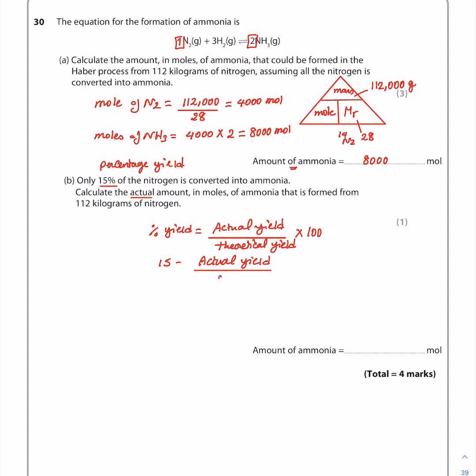Theoretical yield اللي احنا مطلعينه من step A اللي هي 8,000. يبقى دلوقتي نقدر نقول إن actual yield of ammonia is equal to 15 by 8,000 over 100. 15 by 8,000 over 100 يبقى يطلع 1,200 moles. يبقى هنا amount of ammonia 1,200 moles.